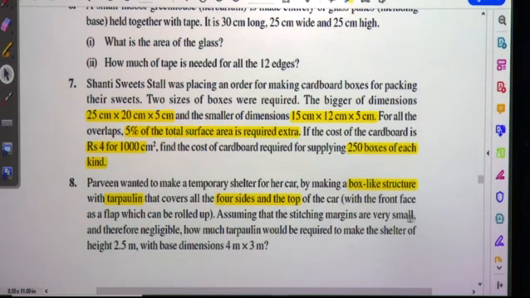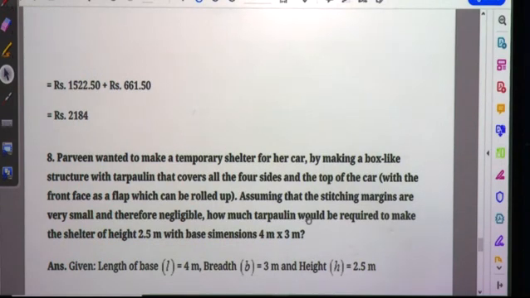Assuming that the stitching margins are very small, therefore negligible, so they are not considered. How much tarpaulin would be required to make the shelter of height 2.5 meter, base dimensions 4 meter into 3 meter? Okay, let us switch to the solution and let us see.